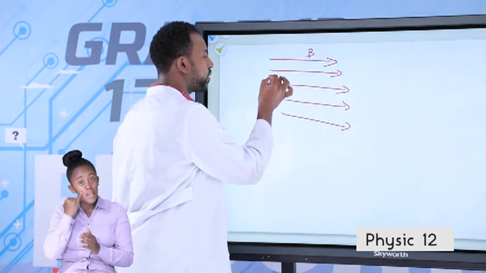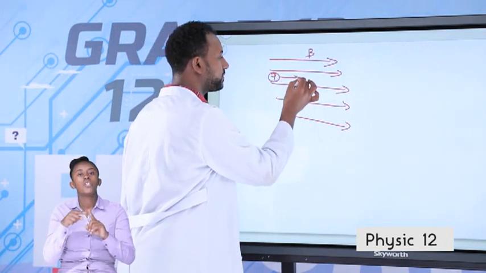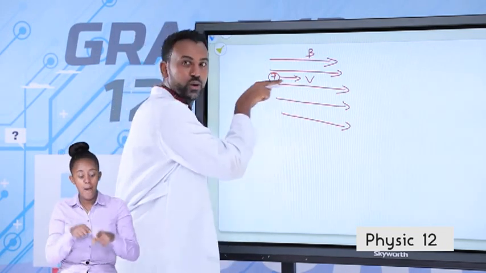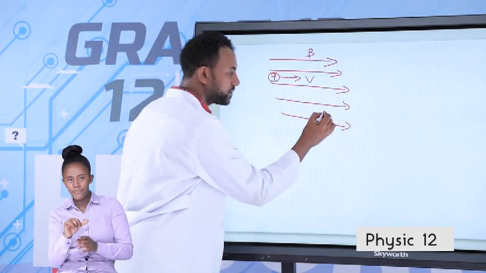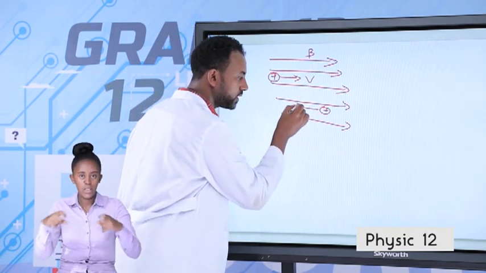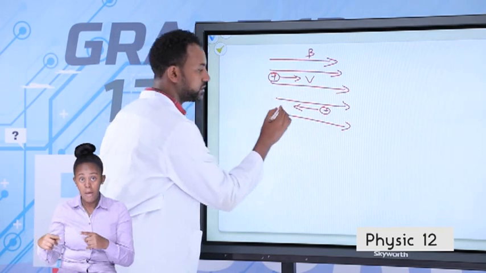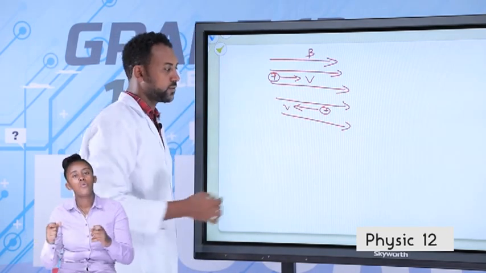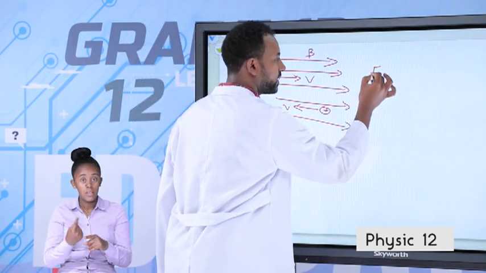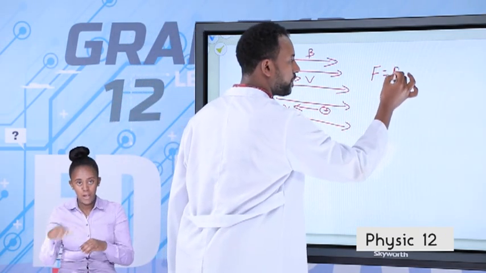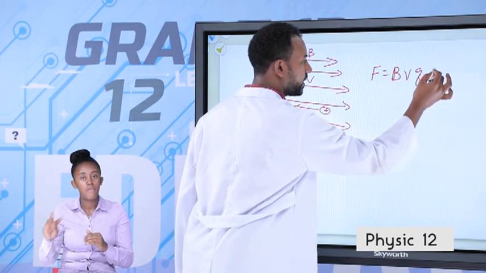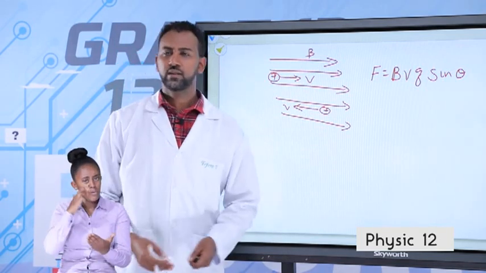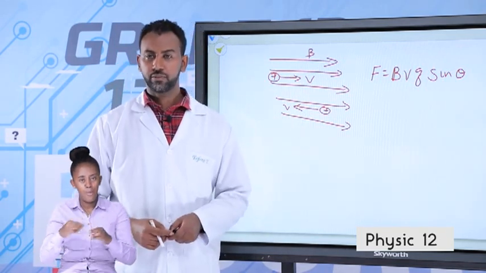If we have a positive point charge moving with a velocity v, either parallel to the field along the same direction, or the same charge might move opposite to the magnetic field. This is the velocity v, moving opposite to the direction of the magnetic field. Therefore, when we try to find the force, F equals BvQ sine theta.